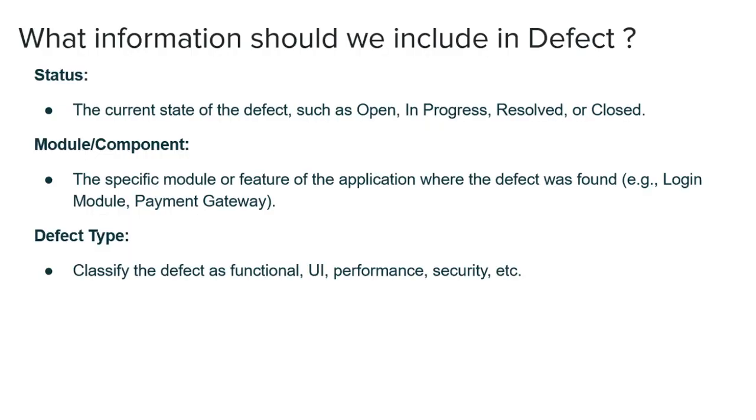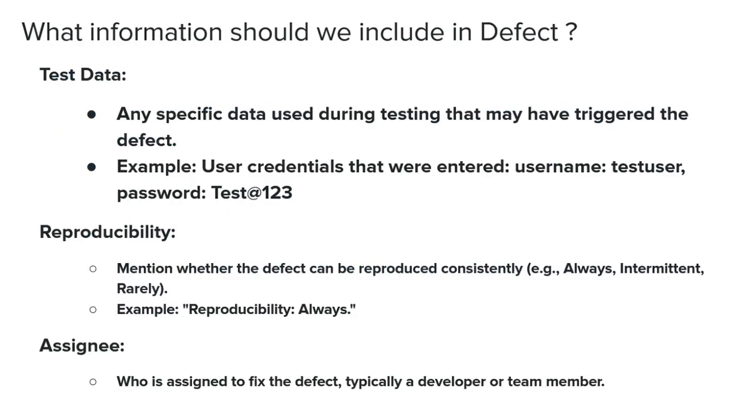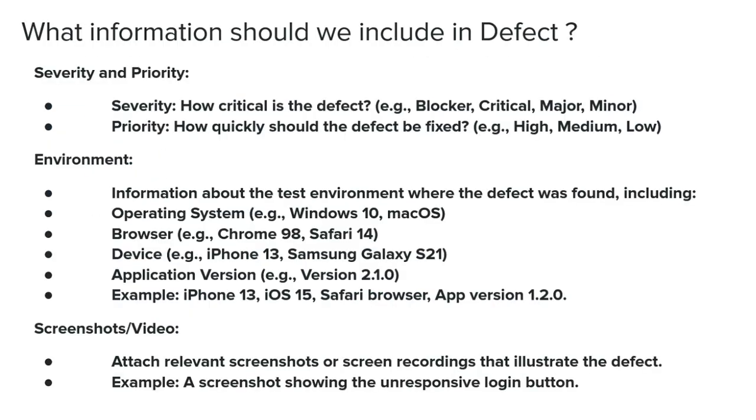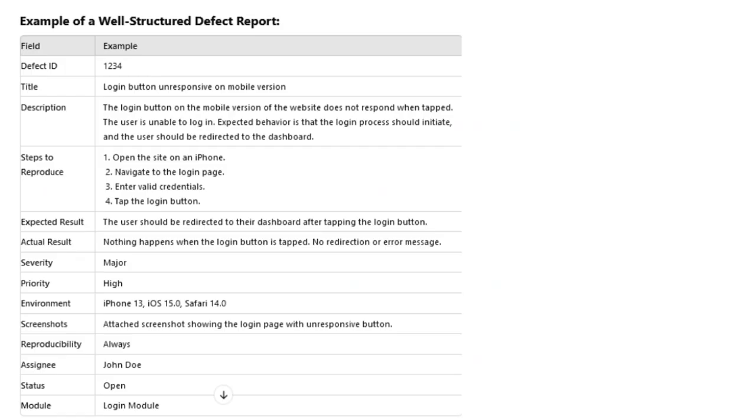So these are the different fields, or this is a different type of information, different parameters of the information which we should log in the defect whenever we are going to create that issue. So one sample example of such fields. So example of a well structured defect report. So whenever you are going to create the issue, these are the different fields which we have discussed.